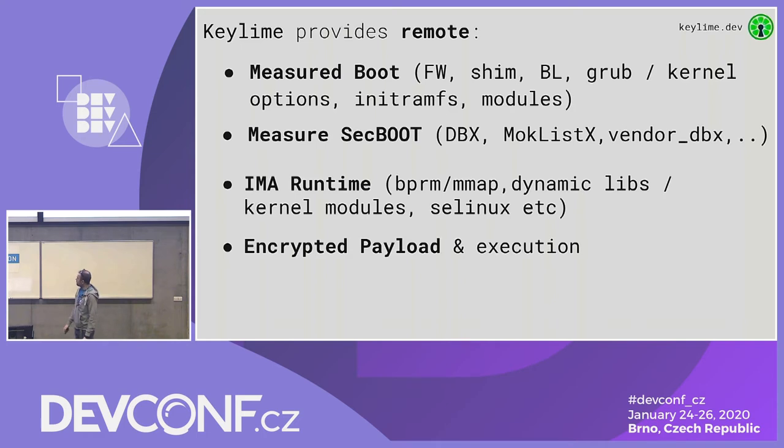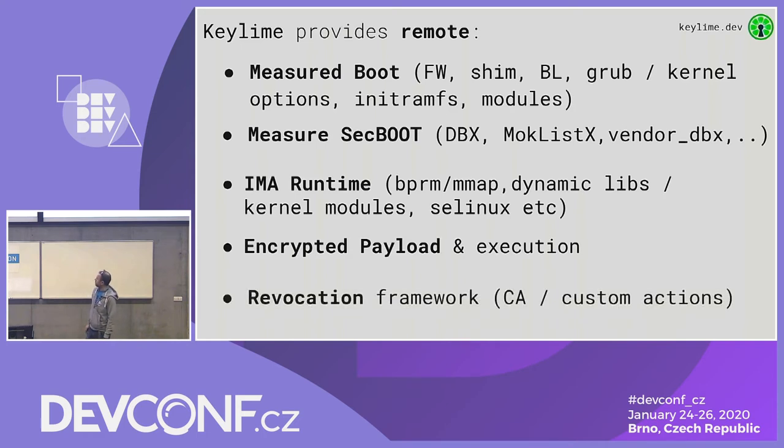And finally, we have something called a revocation framework. So this essentially happens when a machine fails. So if somebody tampers with a machine, then we interface with a certificate authority. Typically, we use Cloudflare SSL. So we can revoke a certificate, and that certificate revocation in turn could invalidate IPsec tunnels or TLS connections and so forth. And then we also have these things called custom actions.